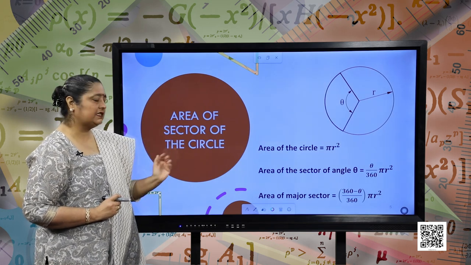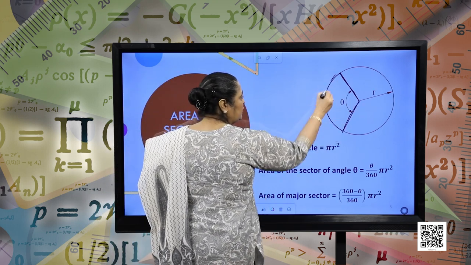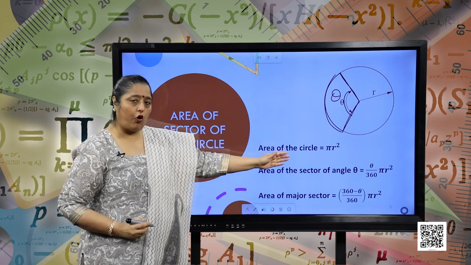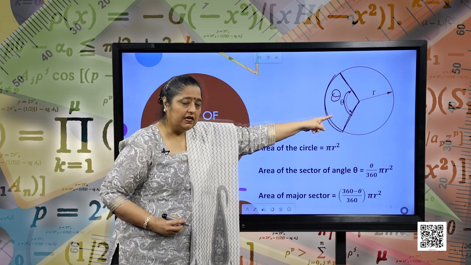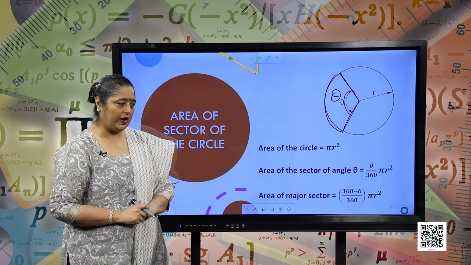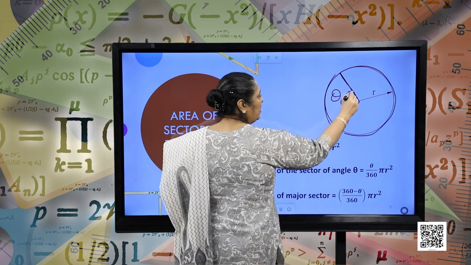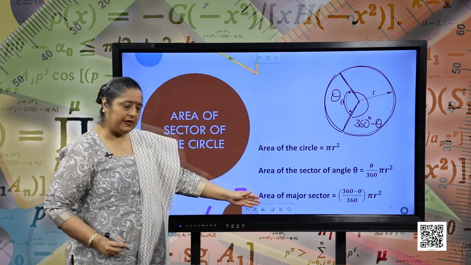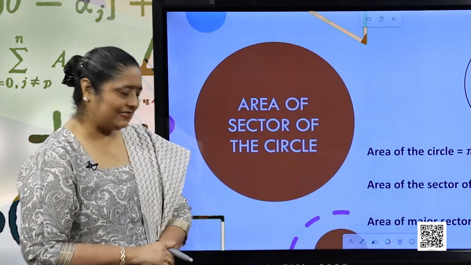What is the area of the sector of the circle? Since this is the circle and this is the sector of the circle, we can say this is angle theta. Then, area of the circle we already know, that is pi r square. So, area of the sector of angle theta will be given by theta divided by 360 degree into pi r square. Similarly, area of the major sector is this portion, wherein the angle is 360 degree minus theta. So, the area will be 360 degree minus theta divided by 360 into pi r square. So, let us move forward.